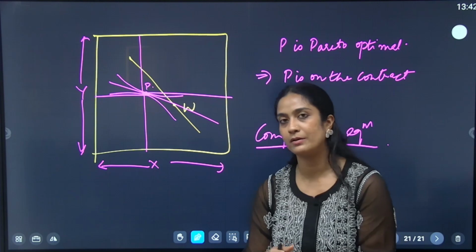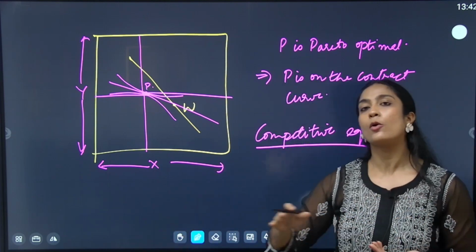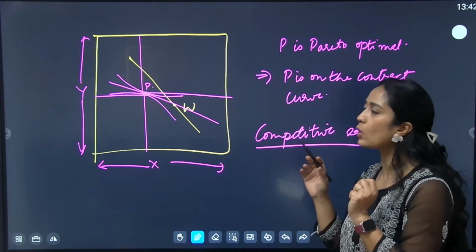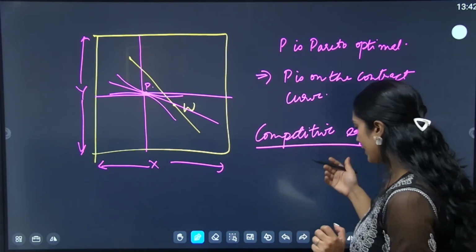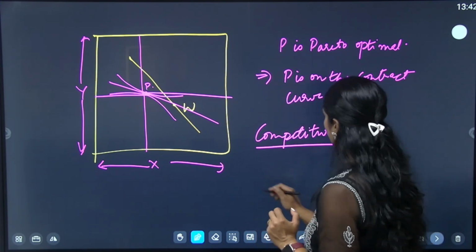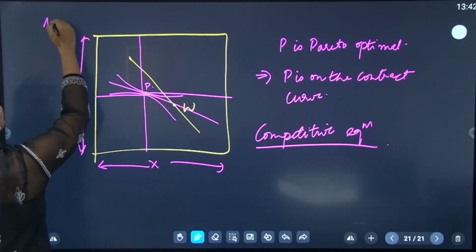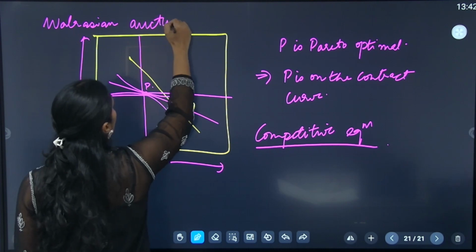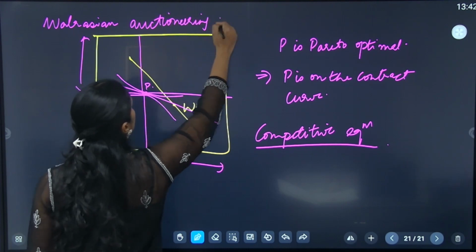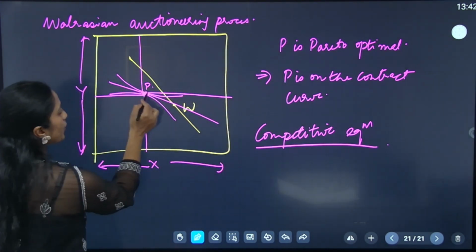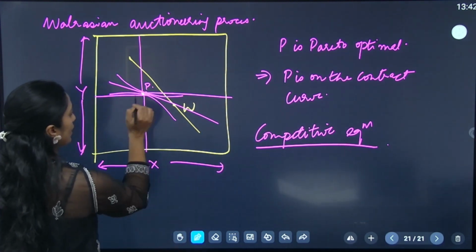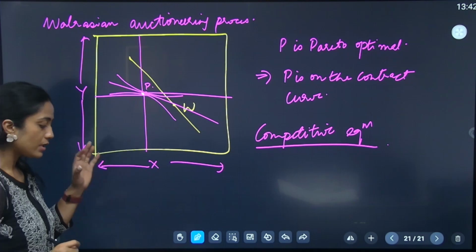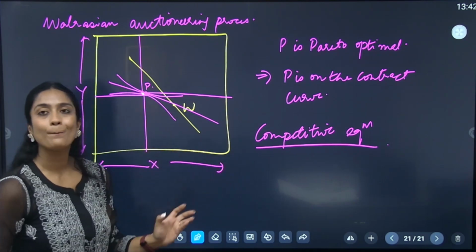the announcement of prices, optimal decision making, then correction of prices, and then again optimal decision making. This entire process is called the Walrasian auctioneering process. Okay, so this entire process is called Walrasian auctioneering process. Okay, this point P which has been reached after this entire process, this is called a competitive equilibrium. The end result that we have got is called competitive equilibrium.